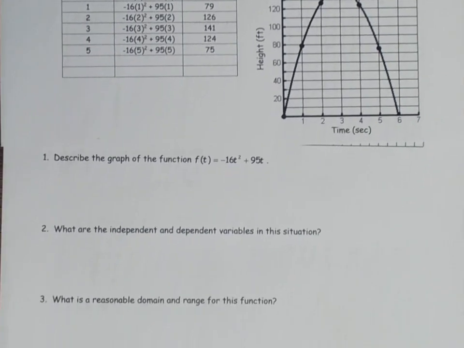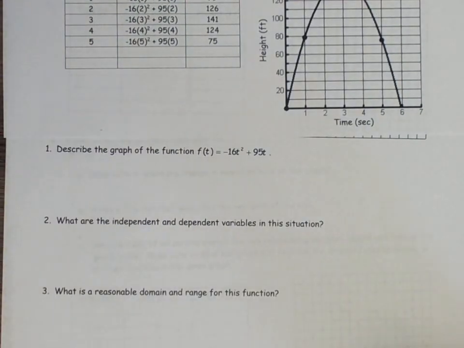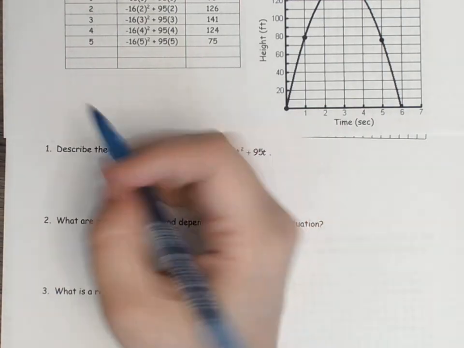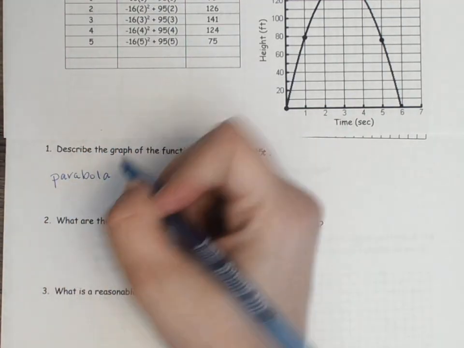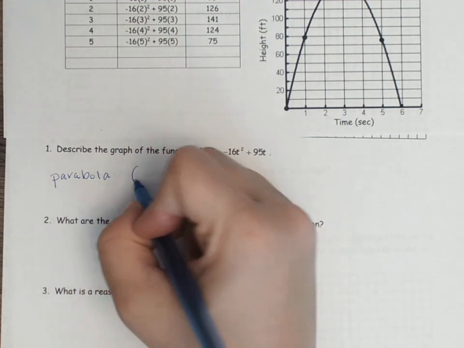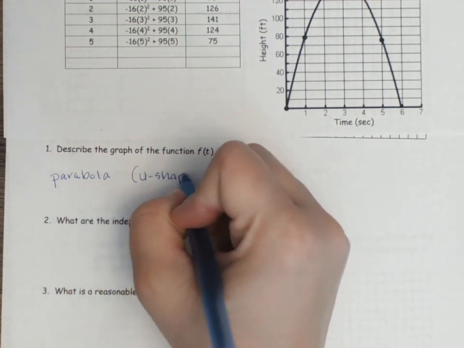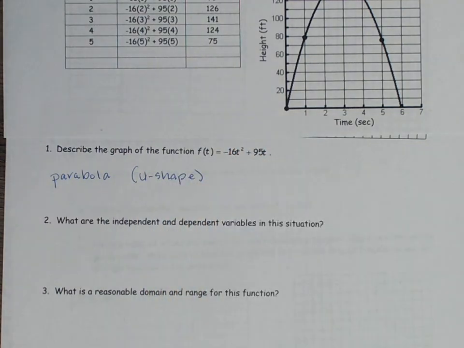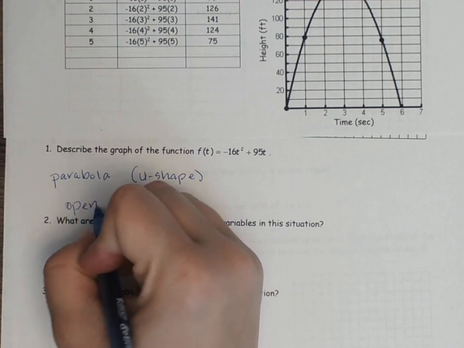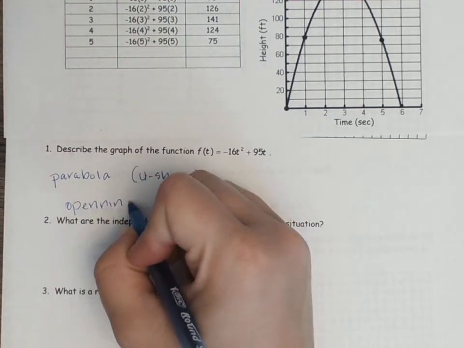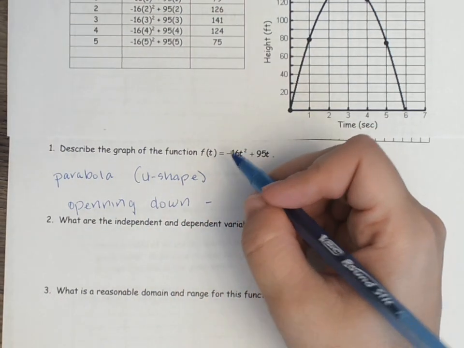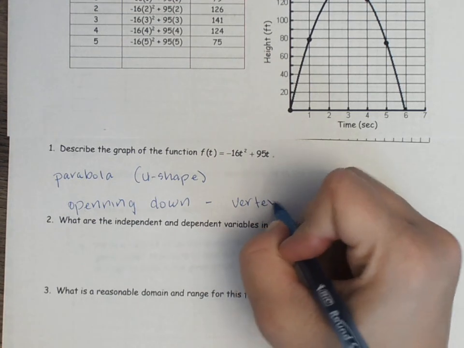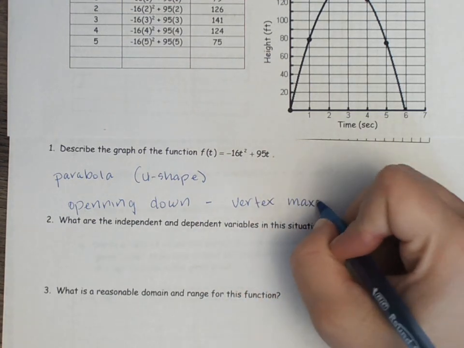First question on this page is describe the graph, and so of course we can say that it is a parabola. Okay, right, the curve or our U shape. And then we are specifically saying that this parabola is opening down, and that the vertex is the maximum point.